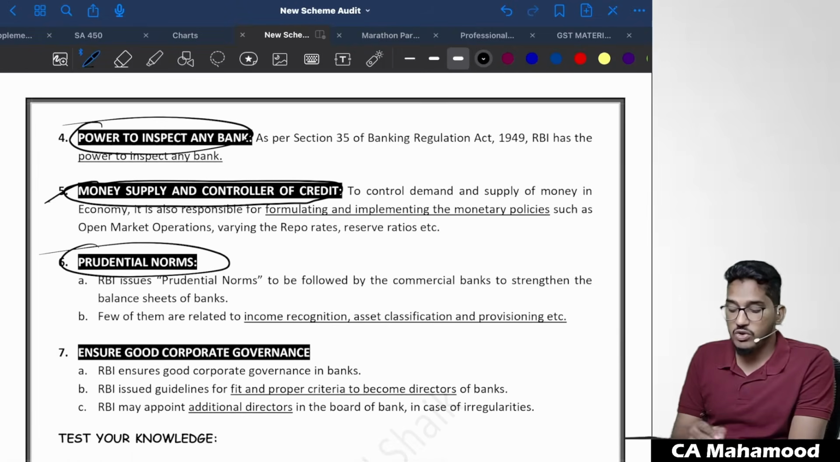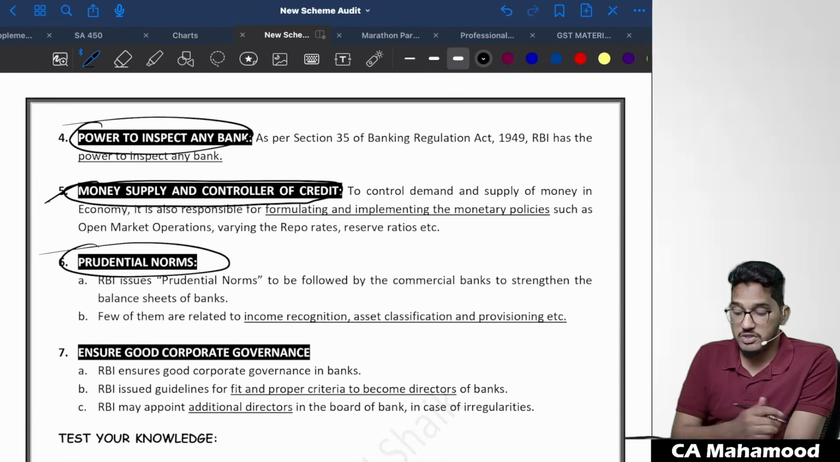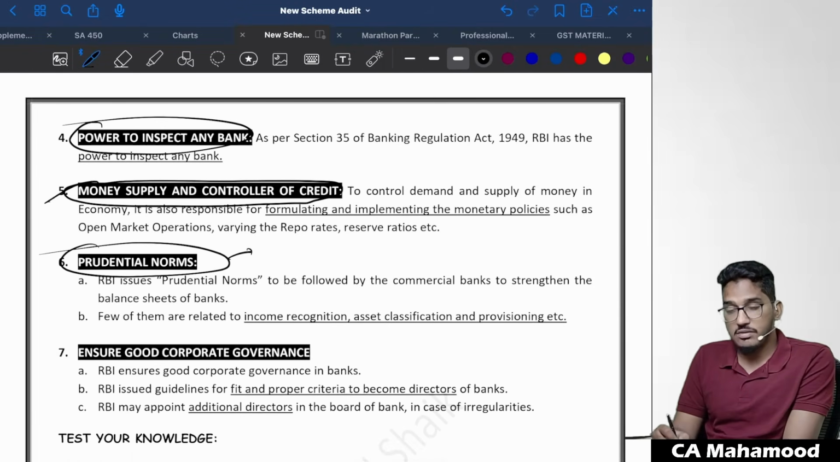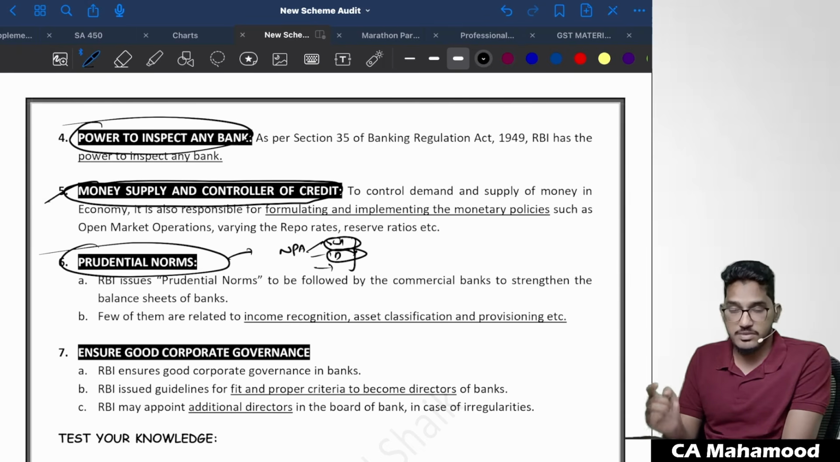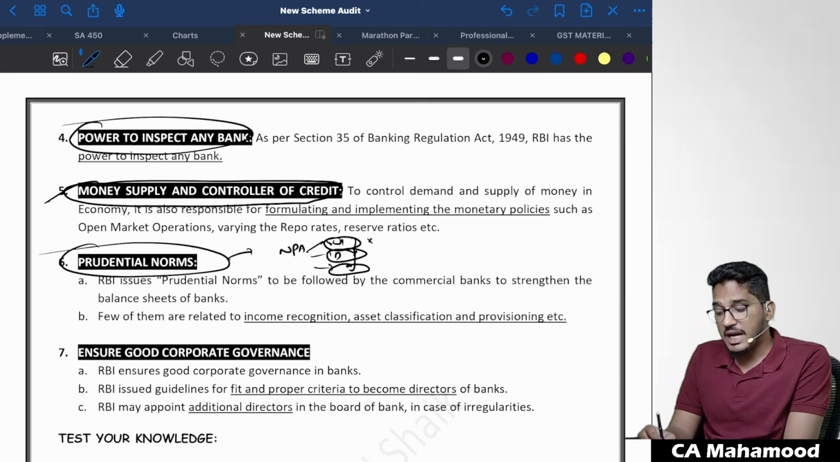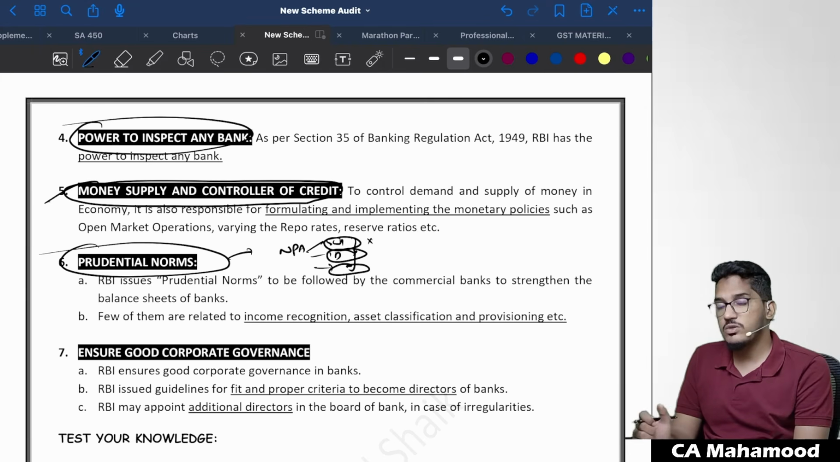And even prudential norms will be prescribed by RBI. Which means, as you might have learned in accounts, in the case of banks, some accounts are required to be classified into NPAs. In the NPAs also there are different categories: substandard, doubtful, loss, and there is certain criteria. So when an asset will be classified as substandard, when as doubtful, when as loss, and for each category of NPA, the provision percentage is also mentioned.